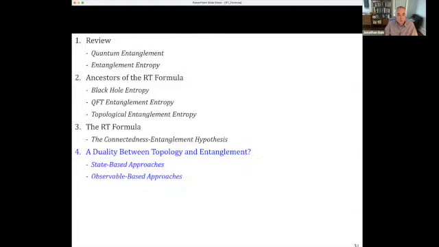Now in the last part of the lecture, I'd like to step back and consider in general what it takes, what it should take, what it could take to establish a duality between topology on the one hand and quantum entanglement on the other. And I'd like to approach this question in terms of two approaches, a state-based approach and an observable-based approach.